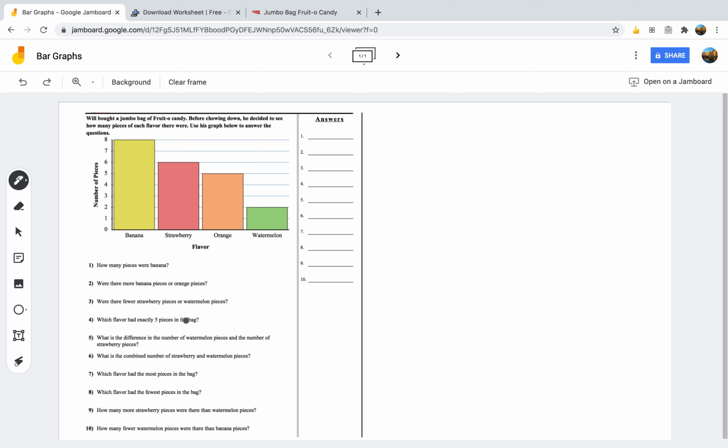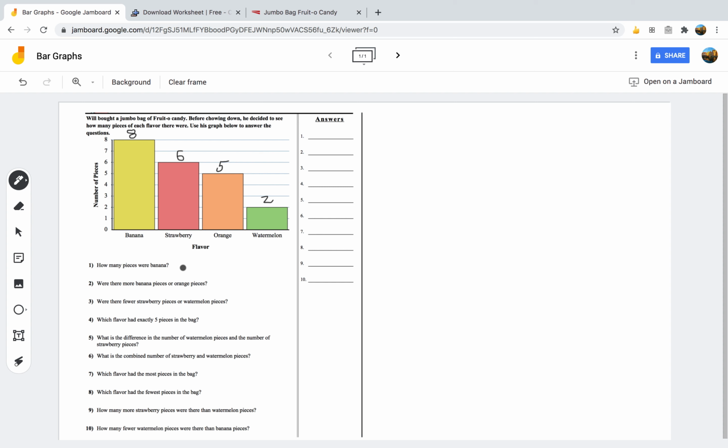And the way we read them is we find the height that the flavor goes to. So banana goes to 8. So that means there's 8 pieces of banana. The strawberry goes to 6, which means there's 6 pieces of strawberry. The orange goes to 5, and the watermelon goes to 2, so there's 2 watermelon. The reason it's so easy to visualize is because the bigger the bar is, the more there is. It's very easy to spot which flavor has the most immediately because it's just the biggest rectangle. In this case, it's banana, because the banana rectangle is really big.